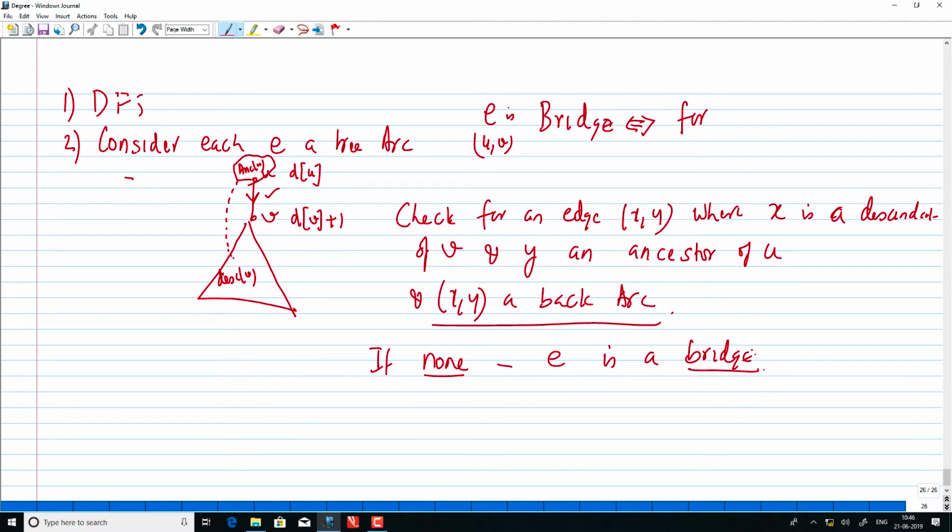So therefore, the key thing to capture now is, somehow I have to find out whether there is an edge between a descendant of V and an ancestor of U. But I don't want to do the traversal again. So how does one achieve this? Yeah, but which time interval will you check?